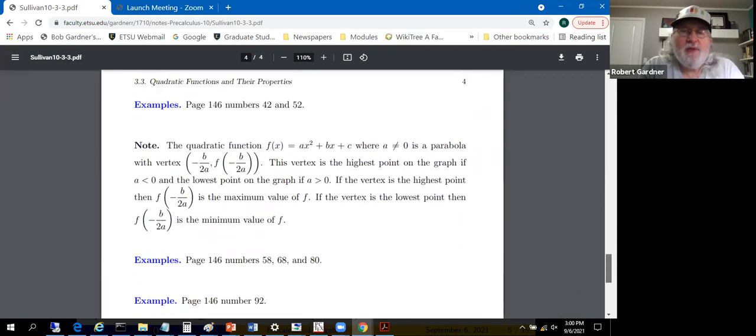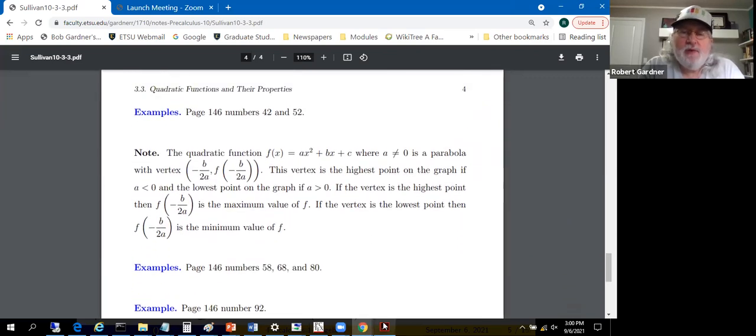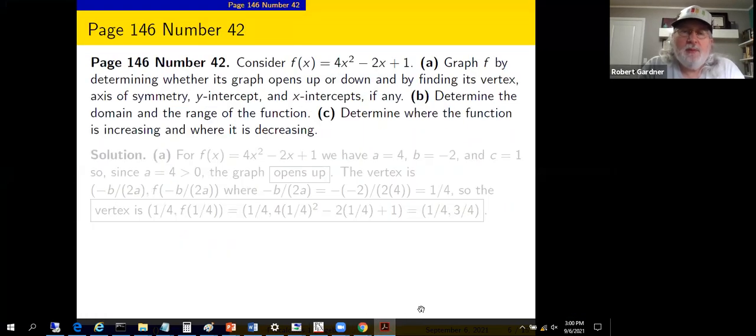Okay, let's do a couple of illustrations, a couple of examples of this. Consider this function: f of x equals 4x squared minus 2x plus 1. Graph f by determining whether its graph opens up or down and finding its vertex, axis of symmetry, y-intercept, and x-intercepts, if any. Determine the domain and range of the function, and determine where the function is increasing and where it's decreasing.